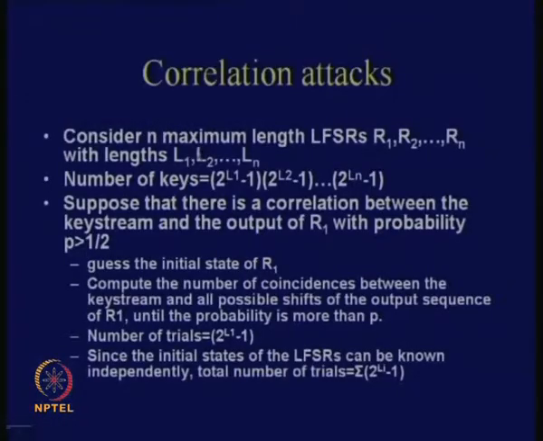For example, this is a generalization. Consider that n maximal LFSRs are there, R1 to Rn, and all of them have lengths, say, L1 to Ln. Then the number of keys should be 2 to the power L1 minus 1, multiplied by 2 to the power L2 minus 1, and so on up to 2 to the power Ln minus 1. But suppose you have a correlation between the key stream and the output of R1 with a probability P which is significantly greater than half.